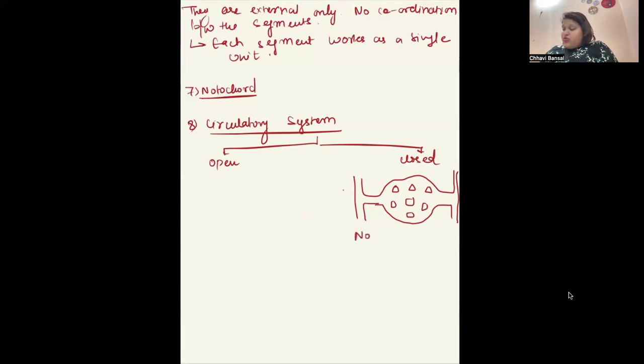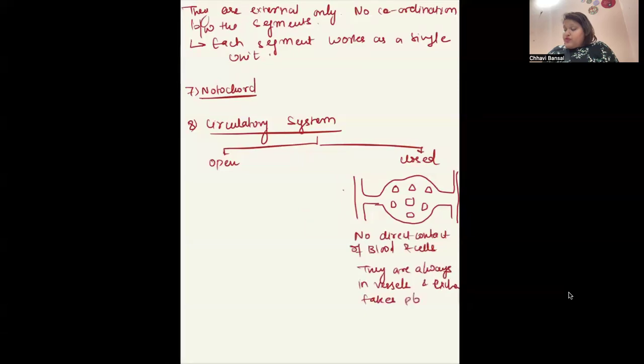Whether it's artery, arterioles, capillaries, veins, venules, anything, it is always in a vessel. So no direct contact of blood and cells. They are always in vessels, and exchange takes place through diffusion.